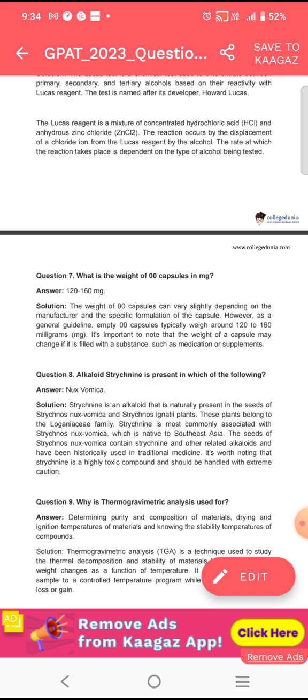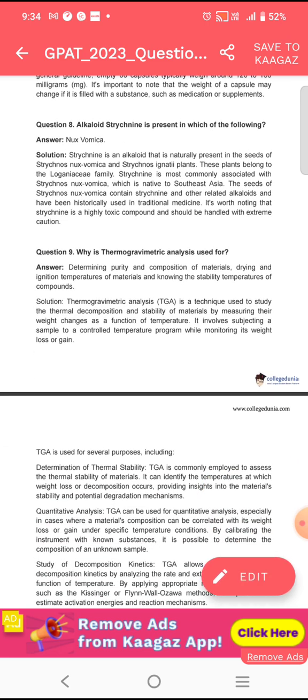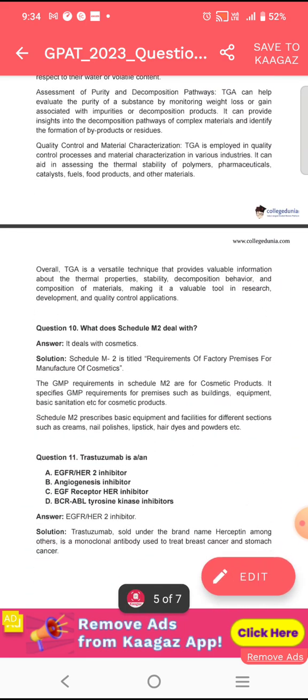Why is thermogravimetric analysis useful? So that is for determining purity and composition of materials, drying and ignition temperature of materials, and knowing the stability temperature of compounds. Okay. Next, coming to what does Schedule M2 deal with? It deals with cosmetics. Okay.